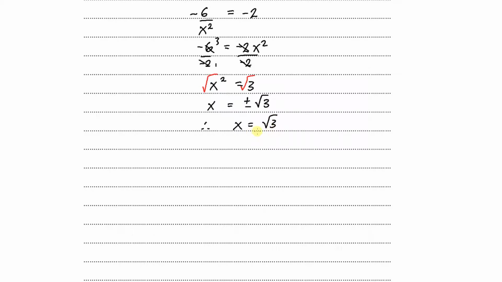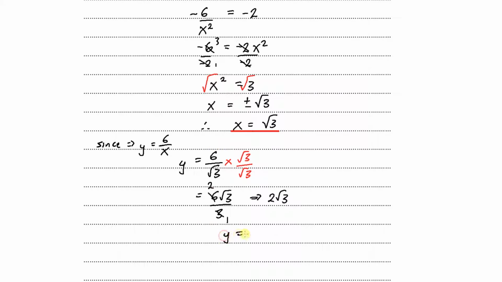Now, if x is equal to root 3, then what is y? So we can use the equation of the curve, which is y is equal to 6 over x, to find the value of y. So that will be y is equal to 6 over x, which is root 3. And if we rationalize the denominator by multiplying by root 3 over root 3, then it means we'll be having 6 root 3 over root 3 times root 3 gives us 3. And dividing 3 into 6, we get 2. So we get 2 root 3. So we have x being equal to root 3, and we also have y coming out to be 2 root 3.